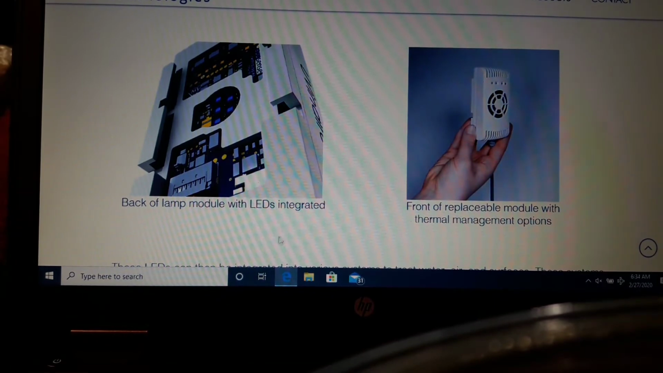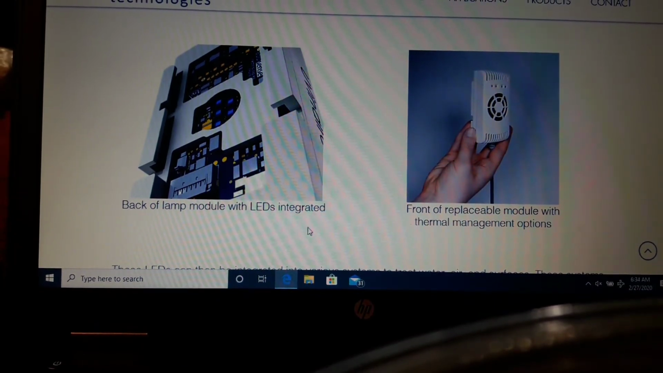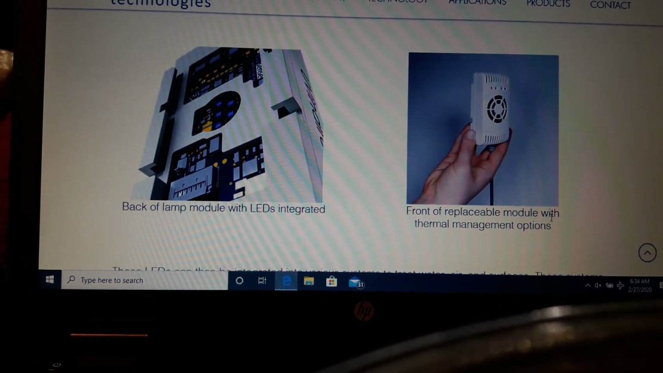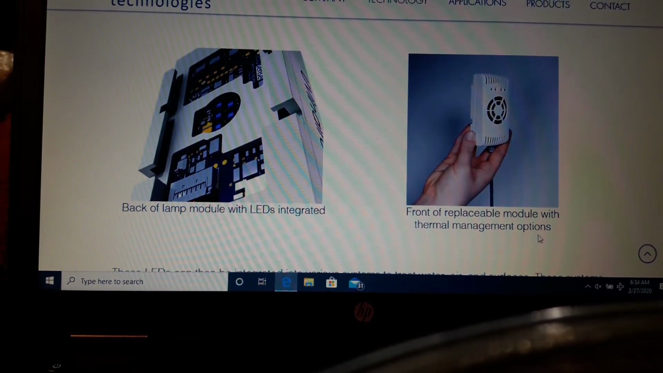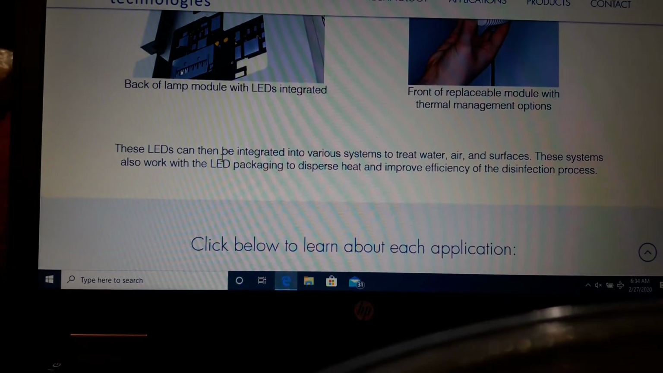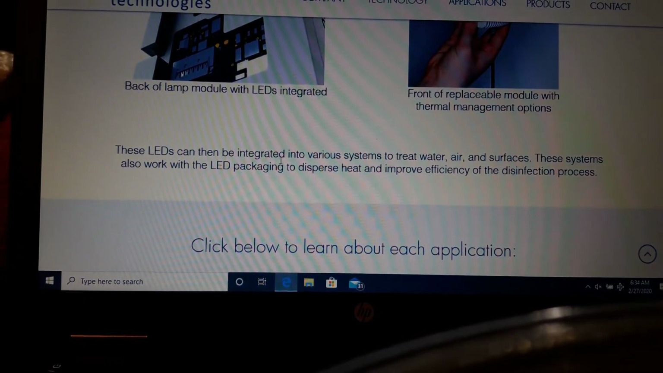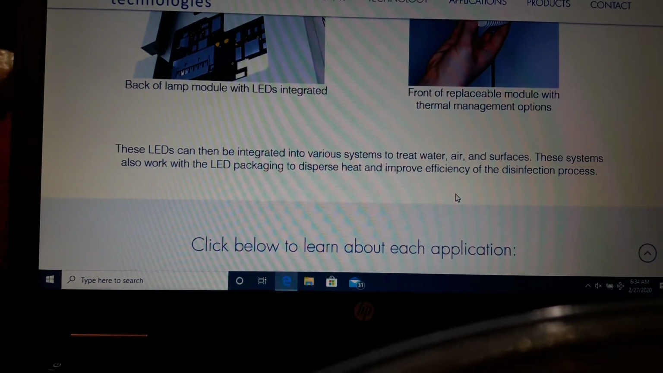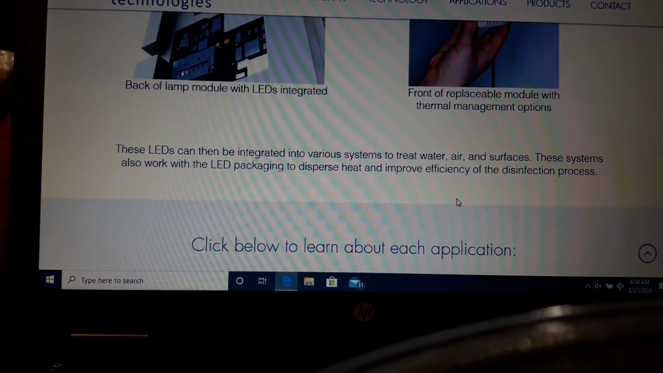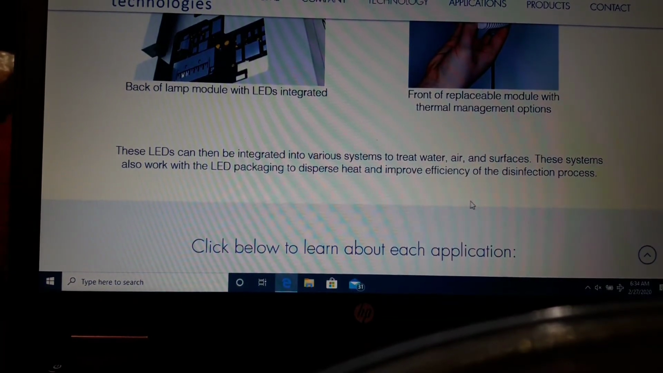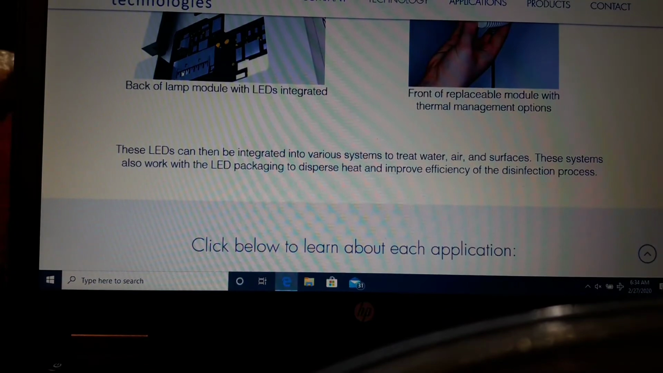The back of the lamp mode with LED integration. This is the front of the replaceable module with thermal management options. So the heat actually helps to kill the bugs. These LEDs can then be integrated into various systems to treat water, air, and surfaces. These systems also work with the LED packaging to disperse heat to improve efficiency of the disinfection process.